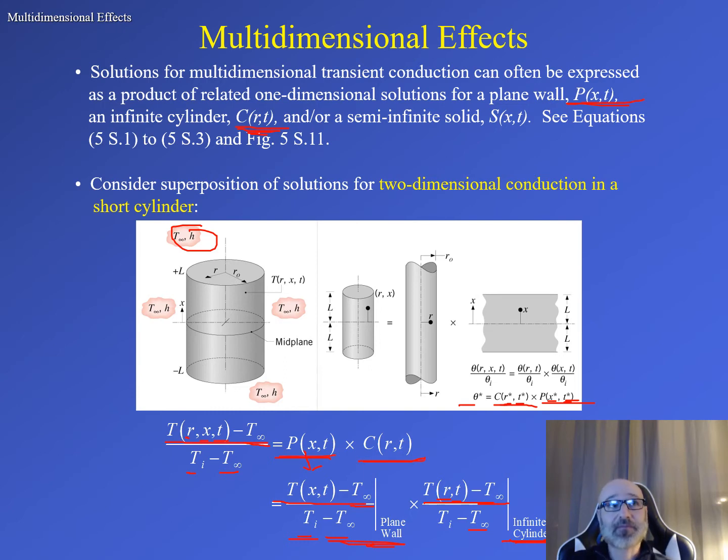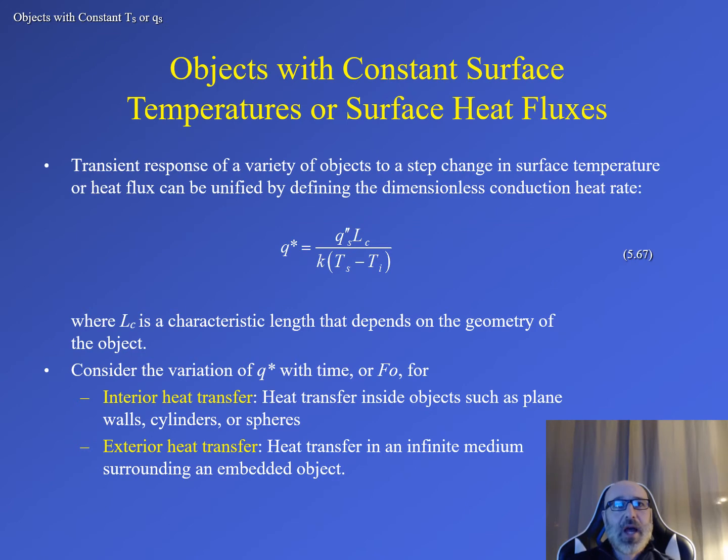for our plane wall and for our cylinder. So now let's take a look at objects with constant surface temperatures or surface heat fluxes. A transient response of a variety of objects to step change in surface temperature or heat flux can be unified by defining the dimensionless conduction rate. So what we want to take a look at is this dimensionless conduction rate. We can reference back to equation 5.67 in our textbook, where we have this relationship for our Q, our heat rate. Now we can see our asterisk, our star, so that's why we're noting dimensionless. So there's a dimensionless conduction heat rate.